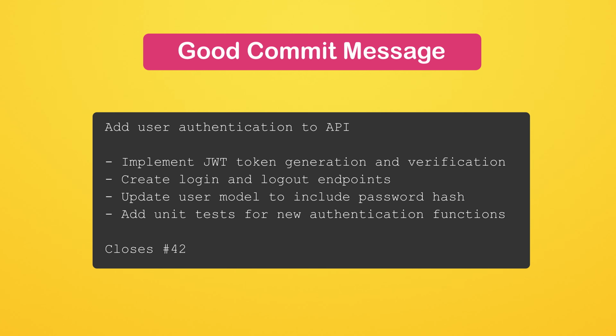Now, let me show you a good commit message example. Here you can see the subject of the commit is add user authentication to API, followed by a line break, and then it has a short description of what it has done. This commit message clearly describes what was done, provides some details, and references an issue number. Remember, good commit practices are not just about following rules. They are about clear communication and creating a useful history of your project evolution.